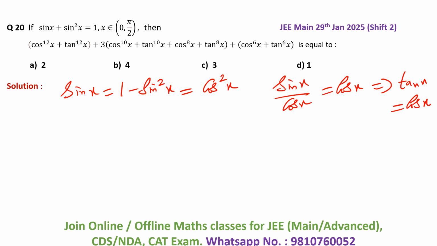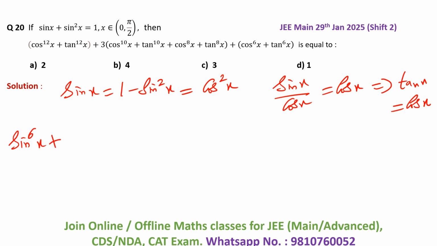Now, what will be the benefit of doing this? Wherever in this expression cos square x is coming, you will just substitute it as sin x. And wherever tan x is coming, you can replace it by cos x. Fine. Now students, the first term is cos x power 12. cos x power 12 can be written as cos square x whole power 6, and cos square x is sin x. So this just becomes sin x power 6.